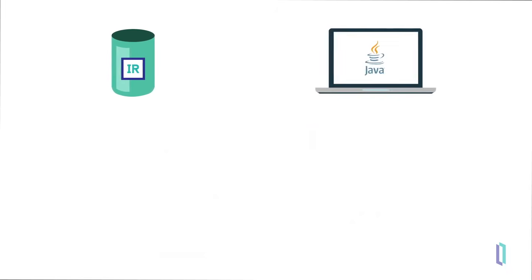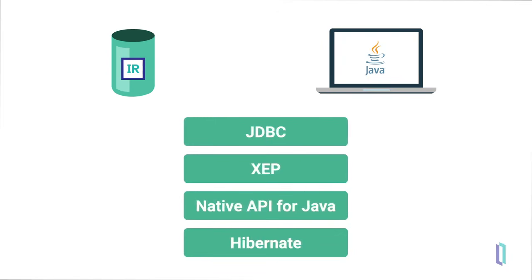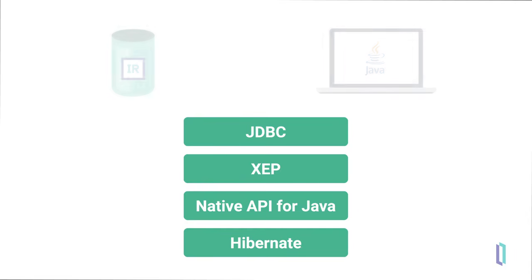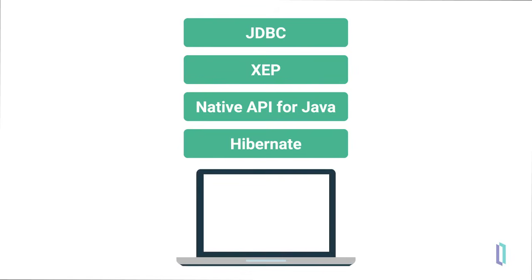There are 4 APIs available for connecting Java applications to InterSystems IRIS: JDBC, XEP, the native API for Java, and Hibernate. To demonstrate where each of these 4 APIs may be useful, let's consider a scenario where you are developing an application to estimate taxi costs.